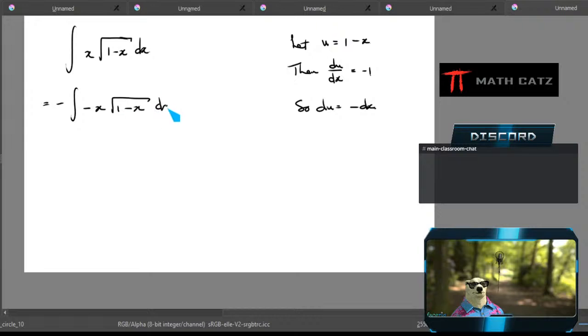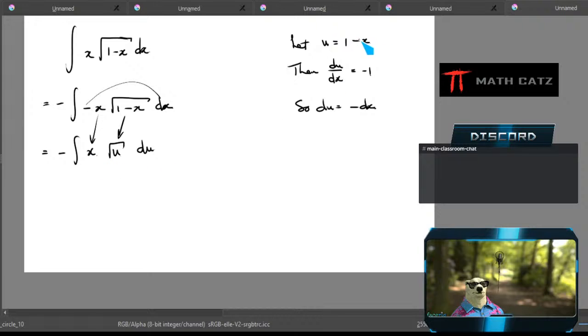The root is going to be okay. I don't know about the x yet, so one thing at a time. I need to fix that negative, right? So these guys will become du. The root will become root u. And then I still have this x. That's a bit of a pickle. Because for this to work, I'm supposed to rewrite the whole thing. So this is not right.